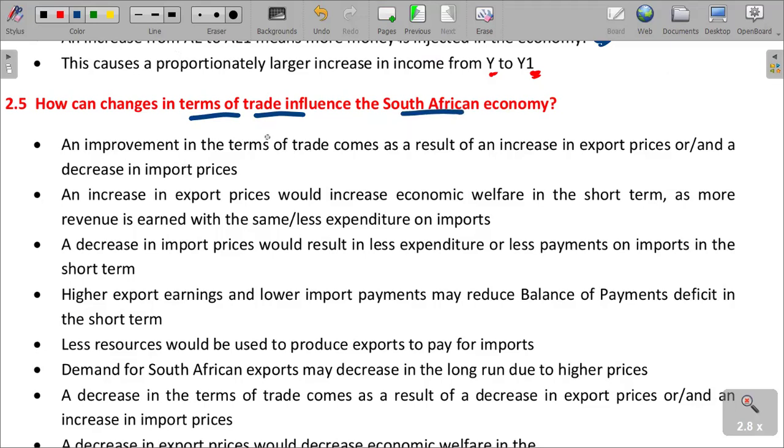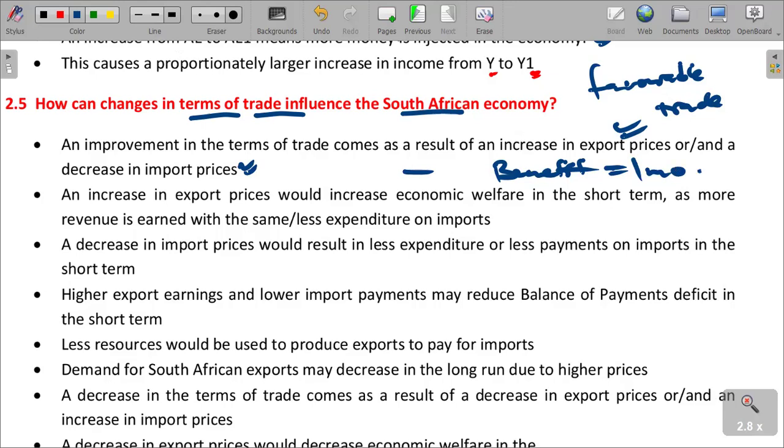An improvement in terms of trade comes as a result of an increase in export prices or a decrease in import prices. So we are talking about a favorable trade scenario. So how do we have a favorable one? It means there should be a benefit. There must be more income, which we must have.